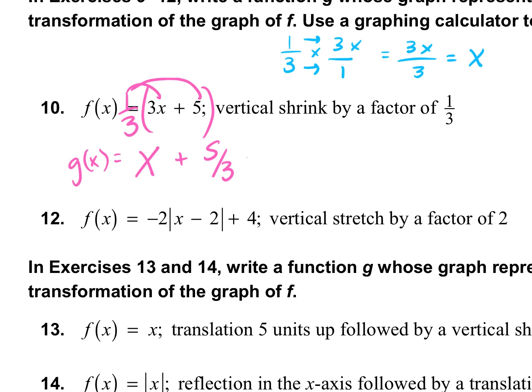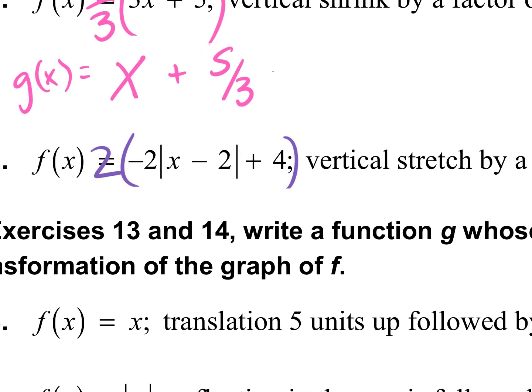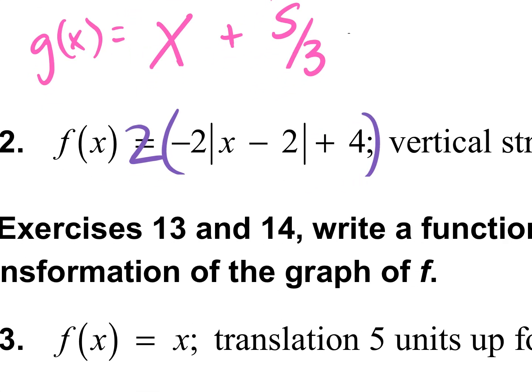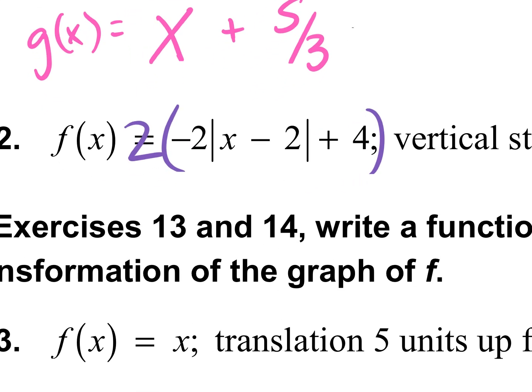For number 12, we have a vertical stretch by a factor of 2. So what gets multiplied by 2? Everything. So everything gets multiplied by 2. So we have to be careful with our absolute values. What do I distribute the 2 to here? To the negative 2 and to the 4.